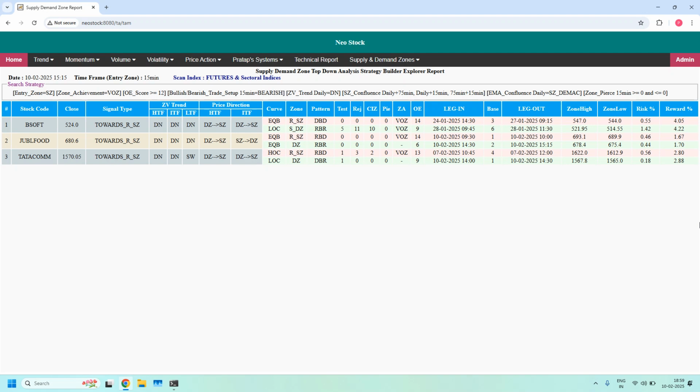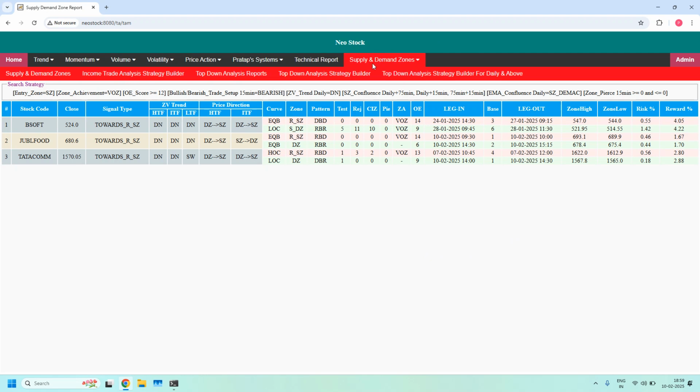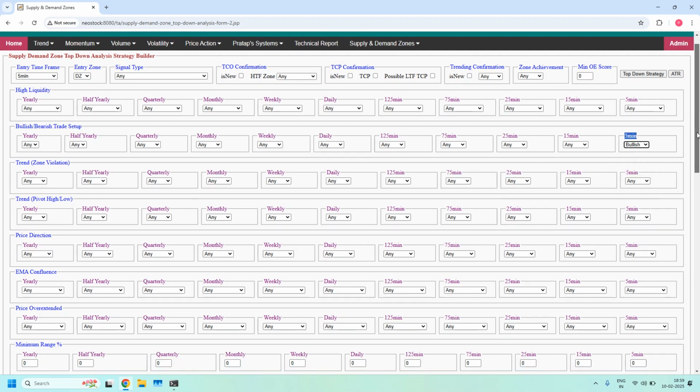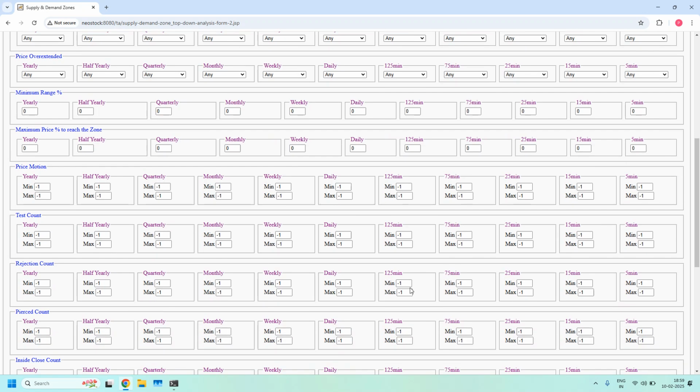Okay, next we will generate hourly income trade reports. So first, hourly income trade bullish trade setup, entry time frame 5 minutes, entry zone demand zone. In bullish or bearish trade setup at 5 minutes time frame, I am selecting bullish, and the 15 minutes demand zone should not be pierced.